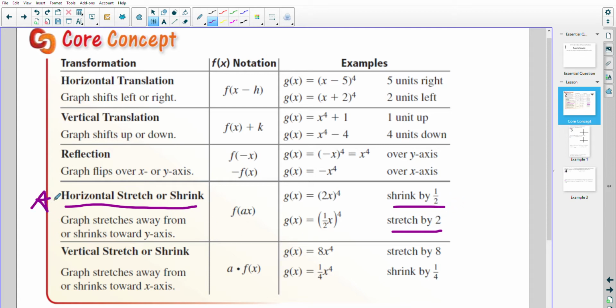This right here is the tough one because we have to remember that it has an opposite indicator on what's happening inside the parentheses. You multiply your x by 2, it's going to shrink horizontally by 1/2, or it's going to stretch horizontally by 2. This horizontal stretch means that it's going to get narrower toward the horizontal axis. Vertical stretch or shrink, that's just like the numbers that you see.